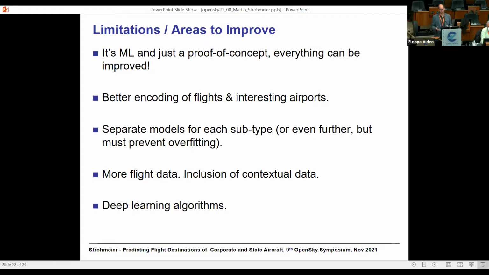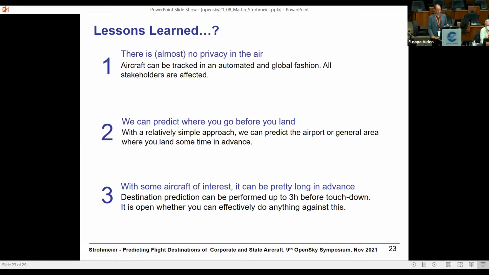On encoding of flights and trajectories, looking at interesting airports specifically. You could separate actually the models for each of the subtypes to get a better understanding. We just use one model for all of them. We can use more flight data than just 1 year, which we used here. We can include contextual data, we can use deep learning algorithms. So a lot of things that could be done there.